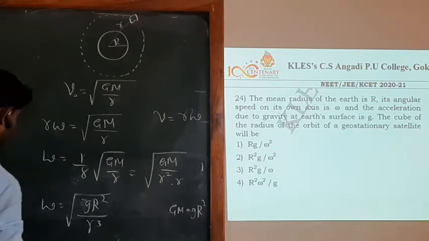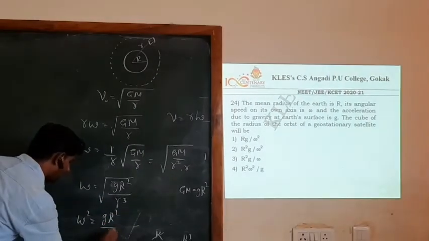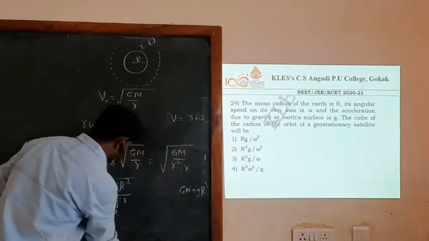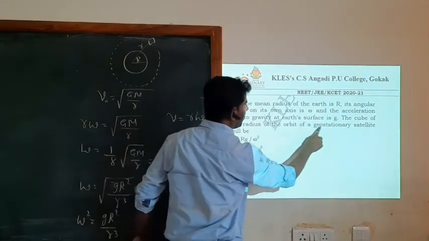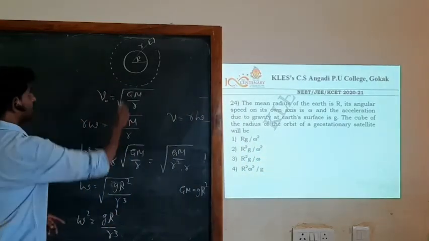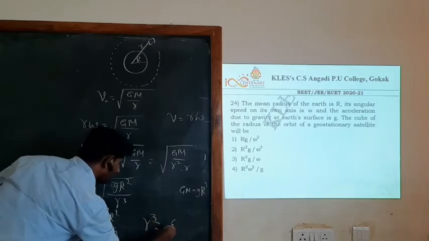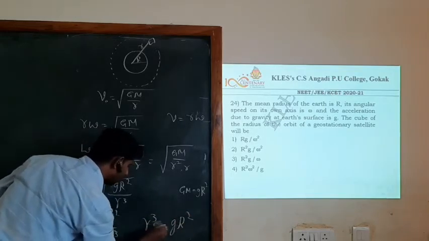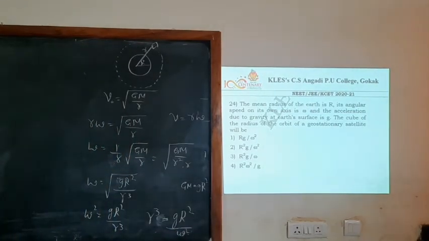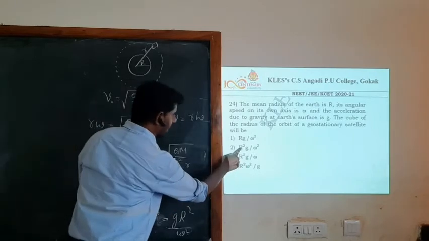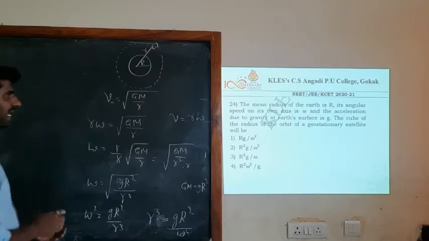Okay, then square the term. So omega square is equal to, this square root cancels, g R square divided by r cube, and rearrange the term. I want the value of the cube of the radius of the geostationary satellite. Geostationary satellite radius is the small r, its cube is r cube. So r cube is equal to g R square divided by omega square. This is the answer. Option number 2 is the correct answer.